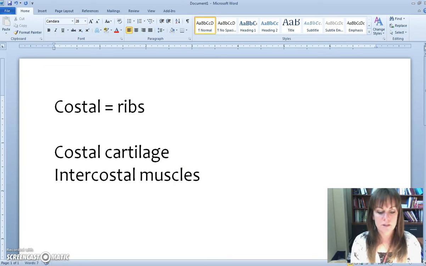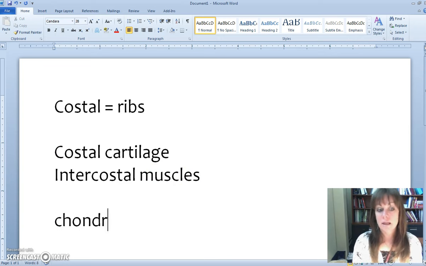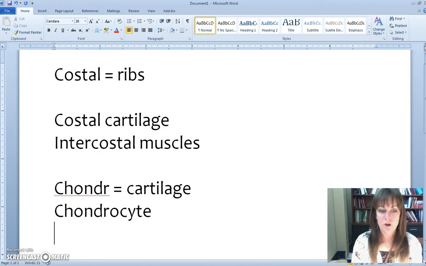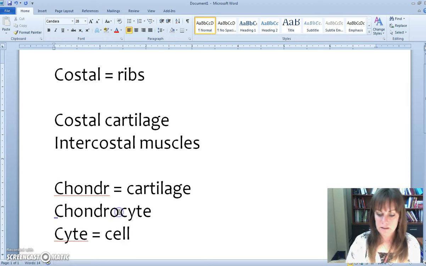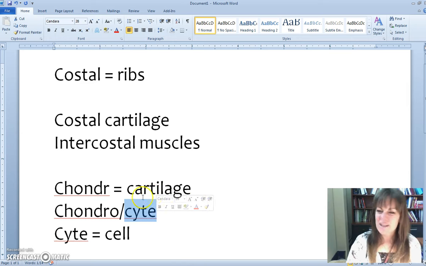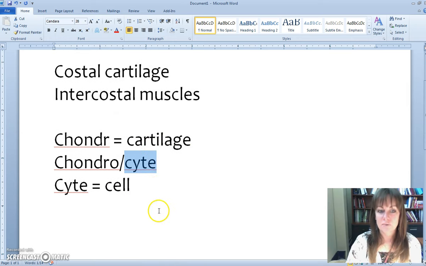Some other examples. If you see this, chondra, that's always going to refer to cartilage. And so, for example, we can have the word chondrocyte. Well, if you also know that cyte equals cell, then what we're literally talking about is a cartilage cell. Okay? And so it seems like a strange word, but in reality it's not.